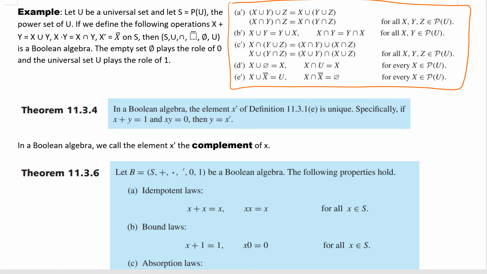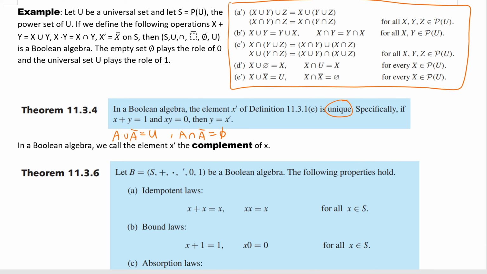Specifically, if x plus y equals 1 and x times y is 0, then y equals the complement. Oh, okay, so keep that in mind. If you think about the sets, remember A union A complement is the universal set, and A intersect A complement is empty. Because this definition is unique, any set that satisfies this requirement must be the complement.